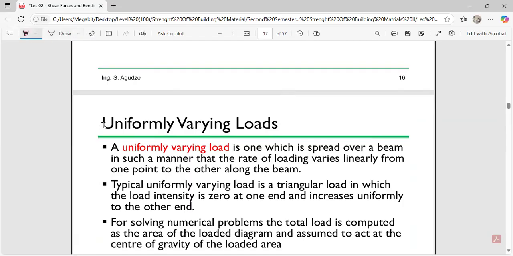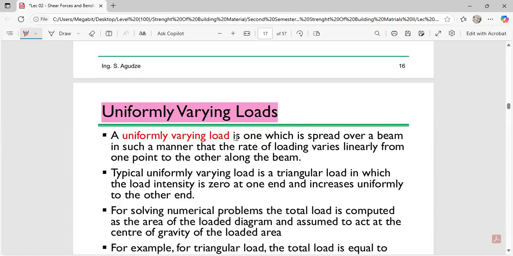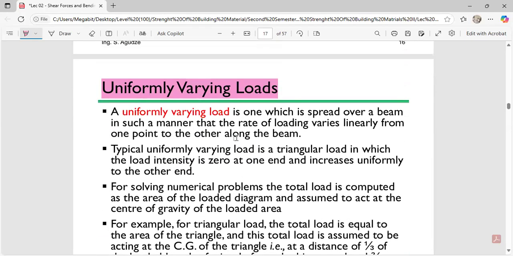Uniformly varying load. A uniformly varying load is different from a uniformly distributed load, because we said a uniformly distributed load looks like a rectangle, but the uniformly varying load looks like a triangle. Let's dive in and see what we can discover.